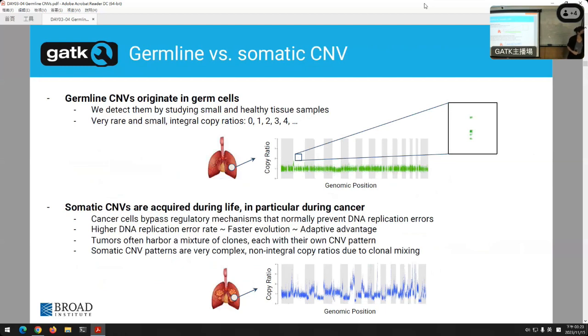But we also expect that the germline copy number variants tend to be smaller than the somatic copy number variants, because if you have a variant that's in all of your cells, you might not be able to tolerate such a large changing copy number. Like, you just wouldn't be able to survive that.